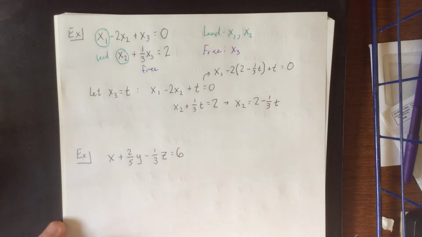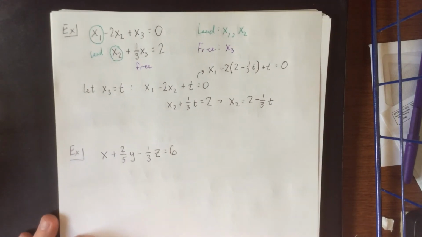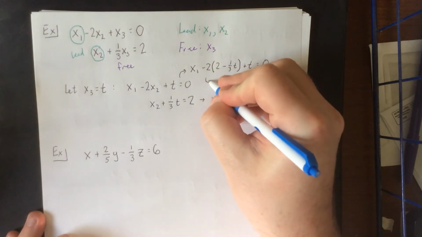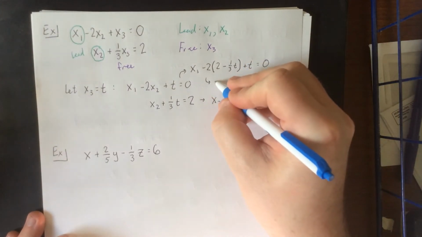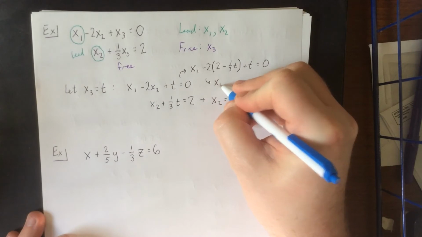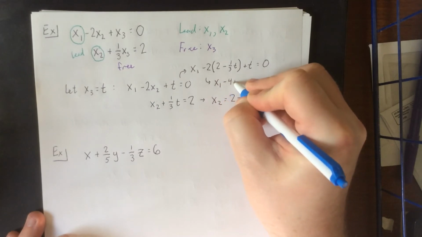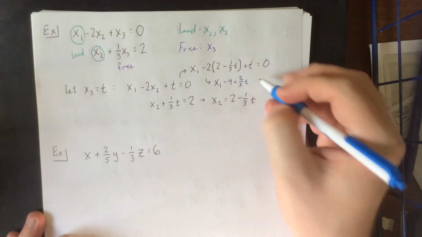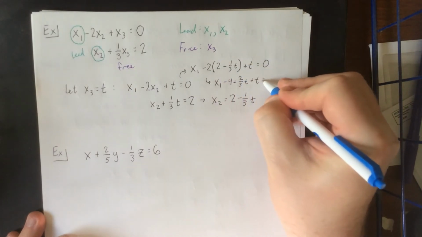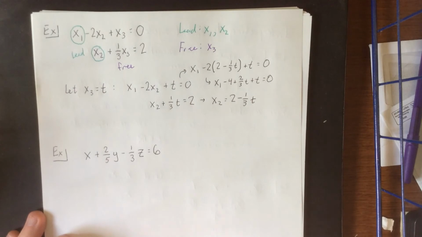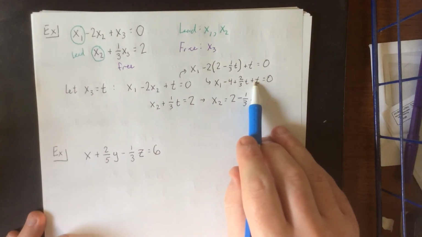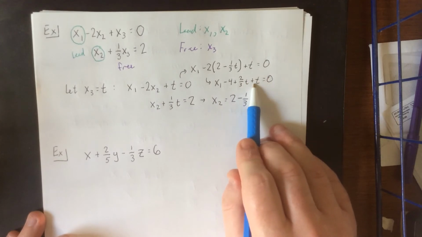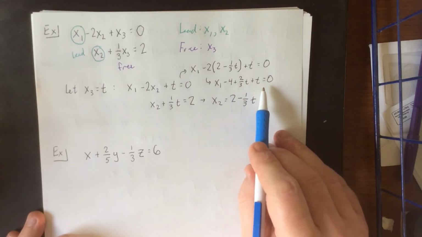This one's going to require a little bit of extra algebra, but hopefully we'll get there with the very limited space that we have left. I did not space this one out particularly well. So this will be x1 minus 4 plus 2/3 t, once we distribute that minus 2 through, plus t is equal to 0. You can combine these two terms into one single fraction. 2/3 t plus t would be 2/3 t plus 3/3 t, so that'd be 5/3 t.